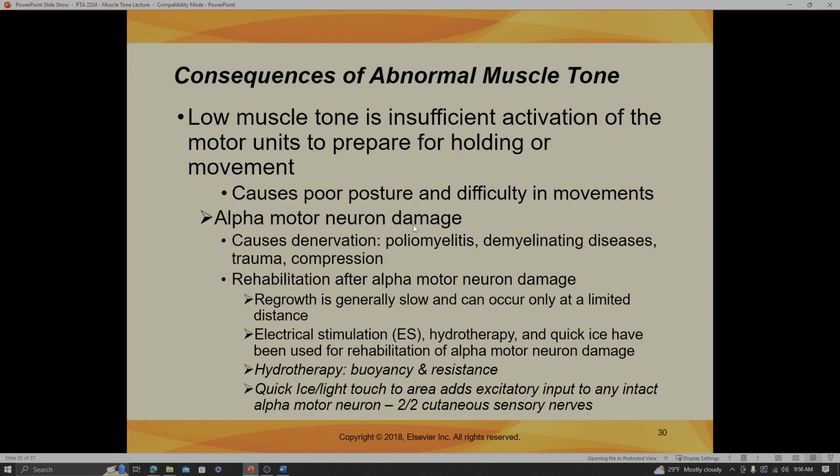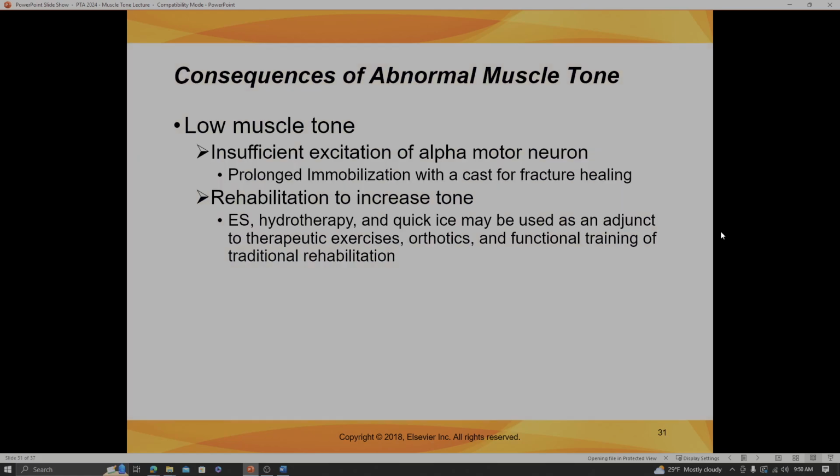We have alpha motor neuron damage. We can end up with low muscle tone. You can give a hypotonicity example, which usually happens from alpha motor neuron damage, which is largely peripheral. And that usually results in hypotonicity or flaccidity to some degree.